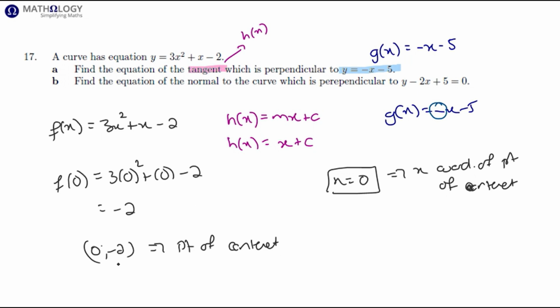So we have the point of contact. Recall that we're trying to find the equation of the tangent h of x. So y equals mx plus c. We have the gradient of the tangent, which is 1, and we've got the point of contact (0, -2).